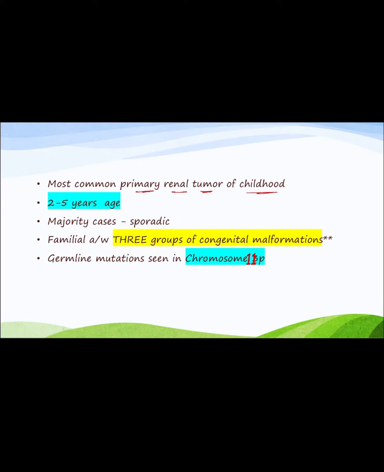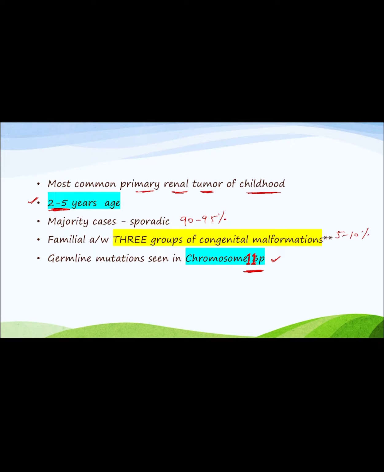So Wilm's tumor is the most common primary renal tumor seen in childhood. The common age group is 2 to 5 years, and the majority of cases, about 90 to 95%, are sporadic, but in 5 to 10% of cases we can see various germline mutations, and those mutations are traced to epigenetic and genetic alterations in chromosome 11p, that is short form of chromosome 11.